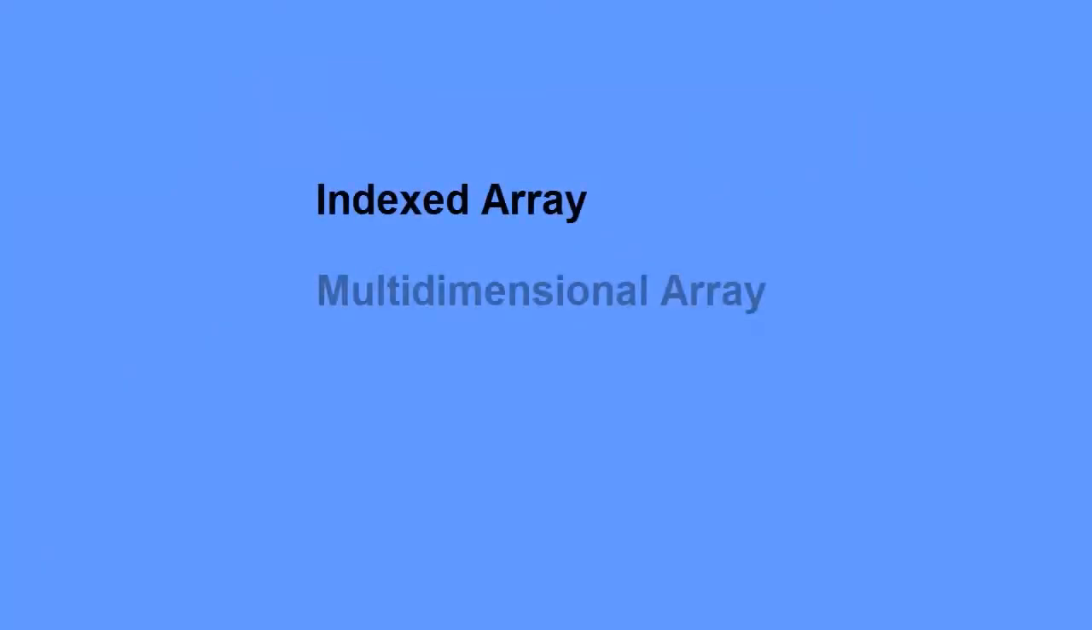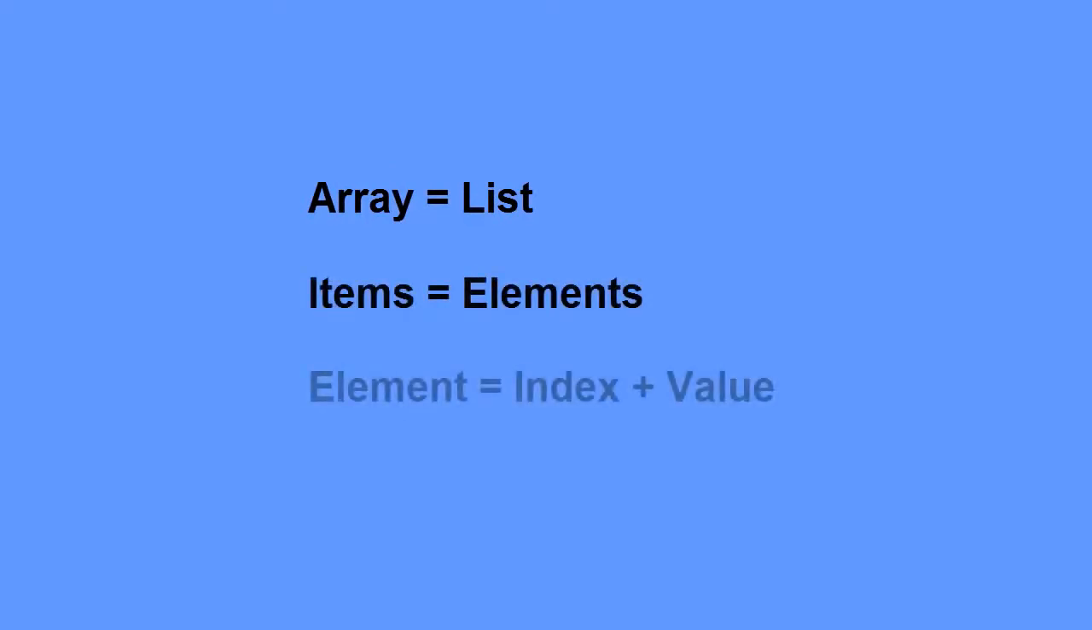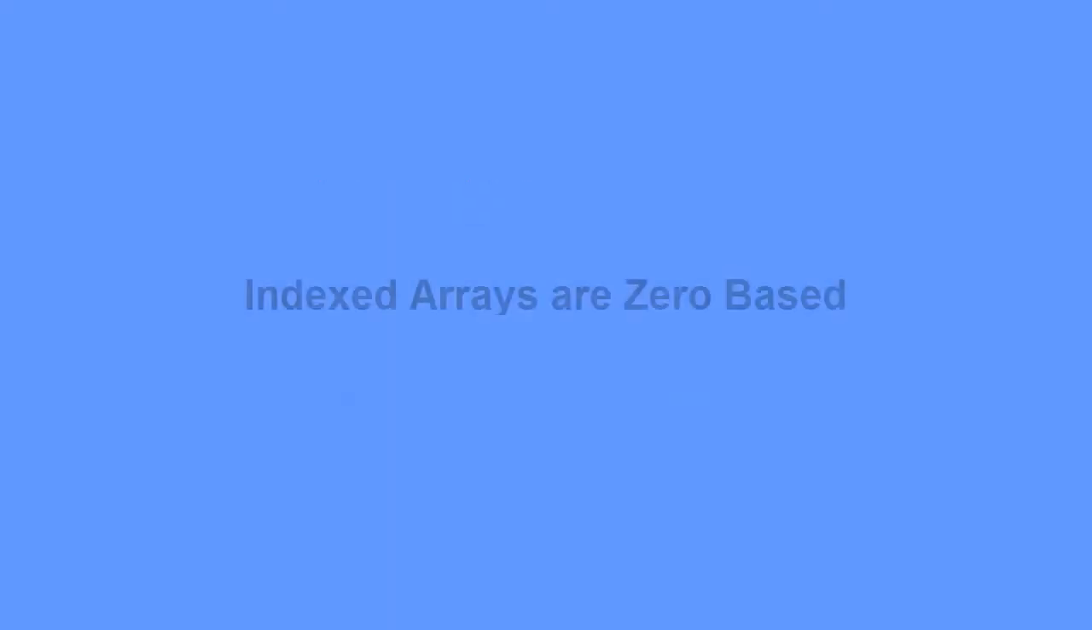In ActionScript, there are three types of arrays: the indexed array, the multi-dimensional array, and the associative array. In this series of videos, I'll focus on the indexed array. As I mentioned before, arrays are lists, and the items in this list are called elements. Each element contains an index and a value. Index arrays are zero-based, that is, the index for the first item is 0.